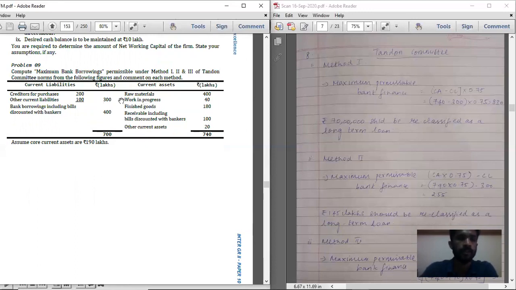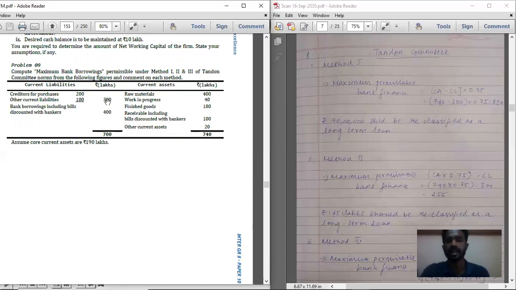Here they have given total current assets as 740. It includes raw material, work in progress, finished goods, receivables including bills discounted with the bankers, that is debtors, and other current assets, which is 740. And current liabilities is creditors for purchase and other current liabilities, which is 300, and bank borrowings including the bills discounted with the bankers, that is 400. Bank borrowings means the already permitted loan, that is 400. But we should calculate how much is allowable and how much should be disallowed from this 400. That is what they are asking.